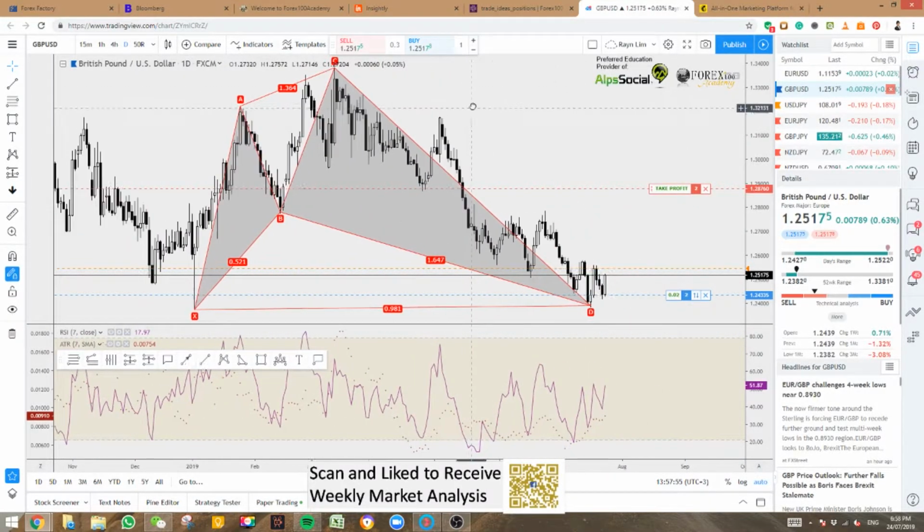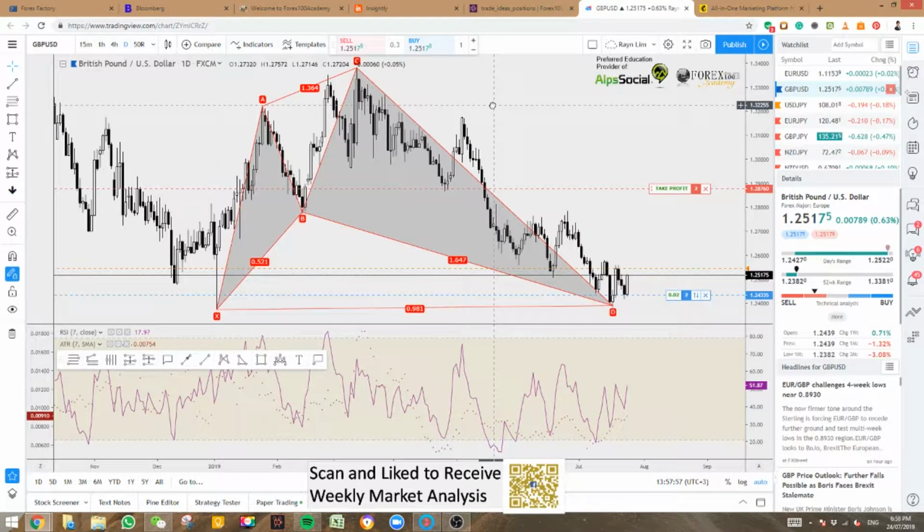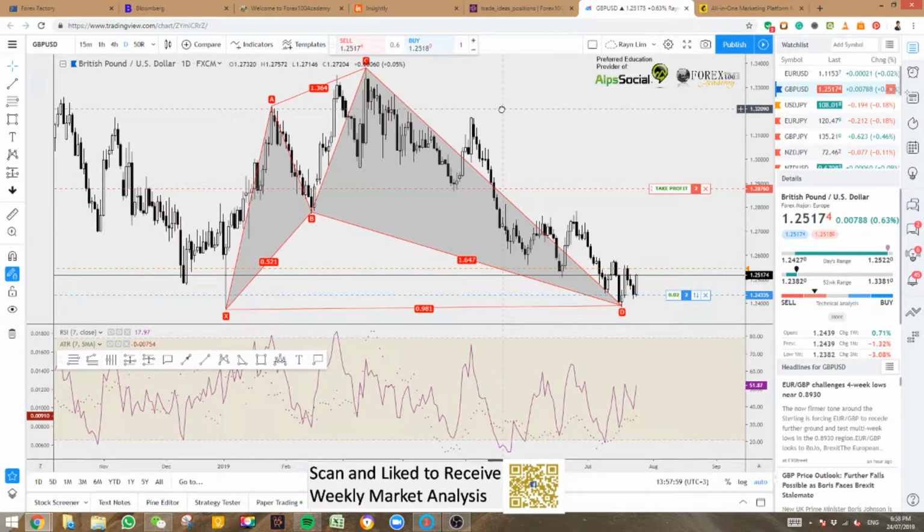So this is the long-awaited bull shark pattern. What happened is the market showed a C price on the 13th of March. I've been shouting bull shark since then. This is one of the very few daily charts that I keep on for the longest time. And finally it triggered and went back up.